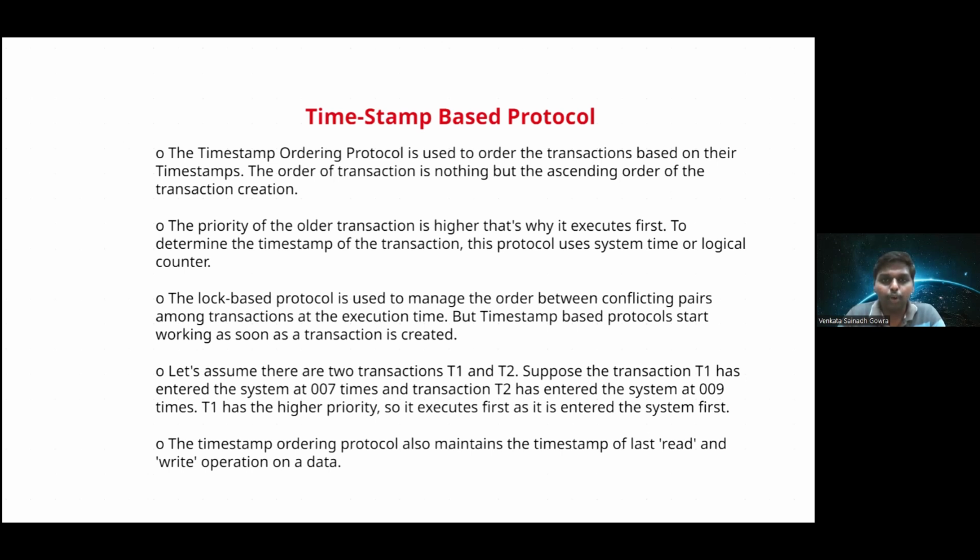Here we do not have any specific order. According to the timestamp given, each transaction is executed. The priority of the older transaction is higher, that's why it executes first. So when I give a transaction at 9 o'clock, the timestamp is higher, so it executes first. The next can be 9:03, so it can perform its execution, or the transaction can be executed at that time only.